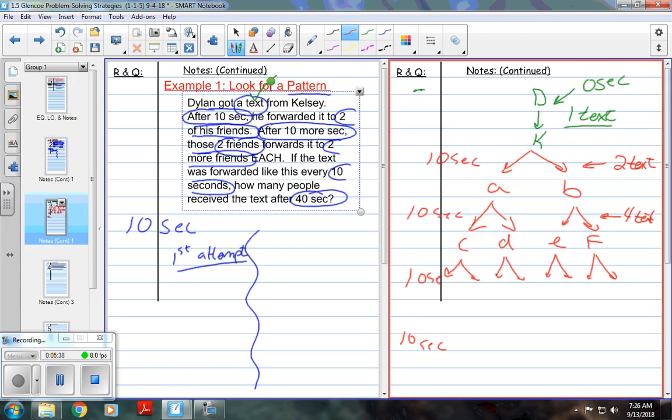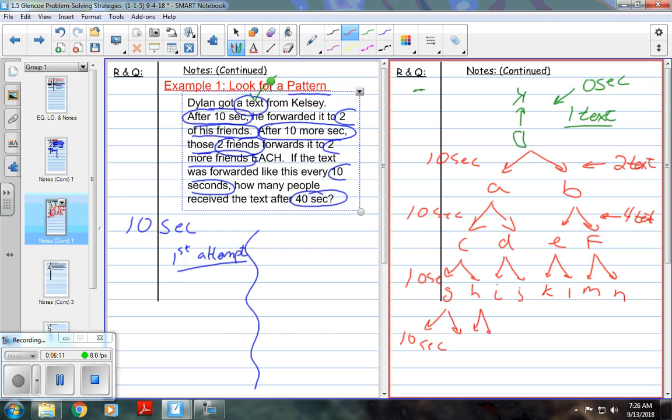All right, so let's just reread. Dylan got a text from Kelsey. After 10 seconds, he forwarded it to 2 more. Awesome. And I actually have Dylan and Kelsey mixed up now that I've read that. We're going to switch it. There we go. That's going to work for now. Okay. And then we have G, we're doing our alphabet. G, H, I, J, K, L, M, N. And then does it split one more? So we got our 10 seconds, 10 seconds, 10 seconds. Oh, we got one more split here.